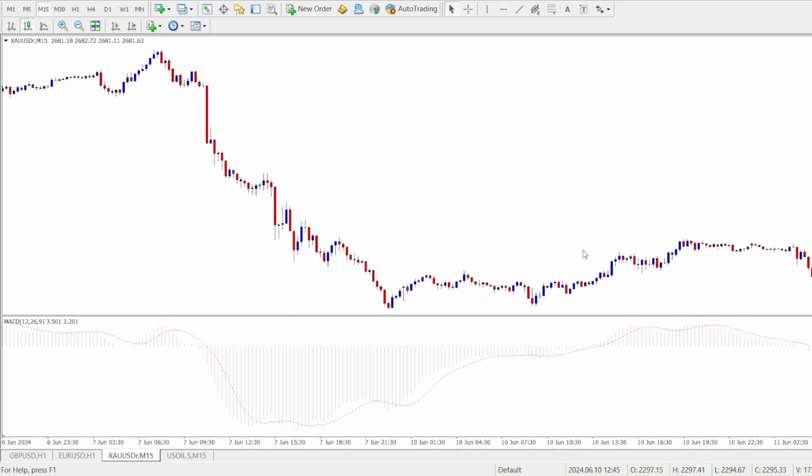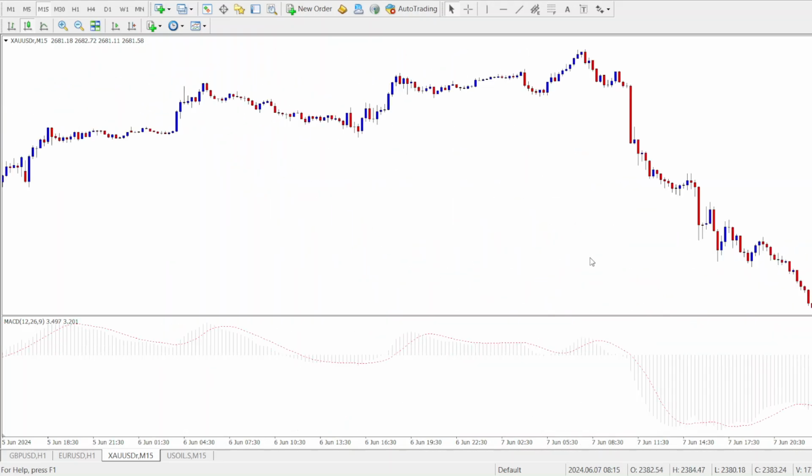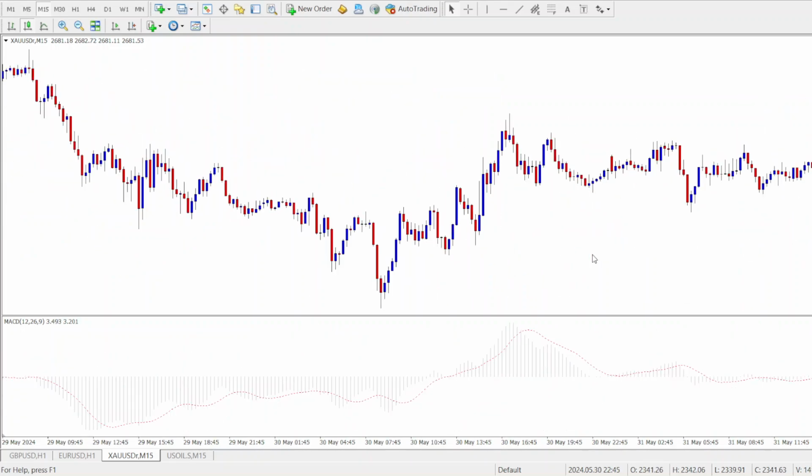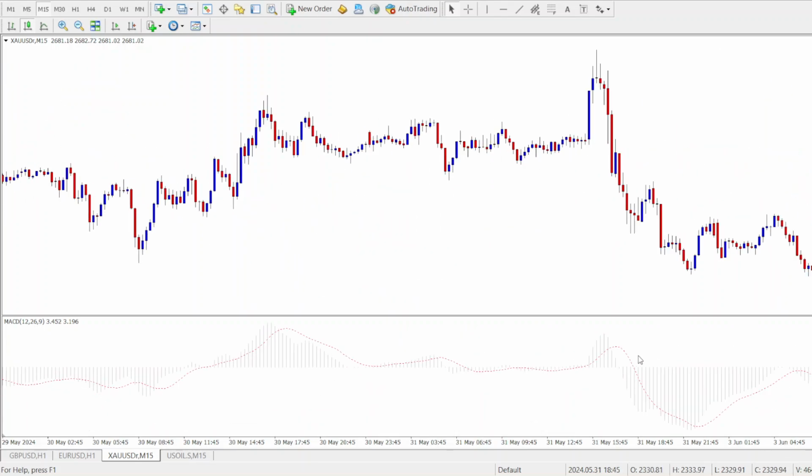Now how do you use this strategy for scalping? Basically, you should be watching out for crossovers, the MACD line crossing over the zero line, and the histogram bars pointing in the direction of the crossover. When the MACD line crosses above the zero line, it indicates bullish momentum. It could be a good opportunity to buy or enter a long position. On the other hand, when the MACD line crosses below the zero line, it signals bearish momentum and could indicate a sell or short trade opportunity.